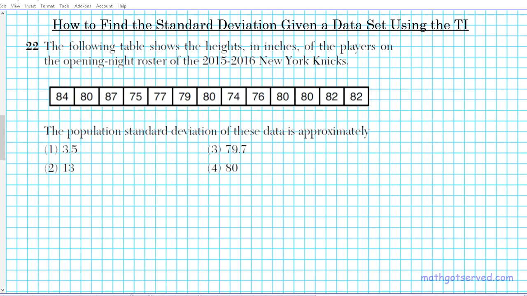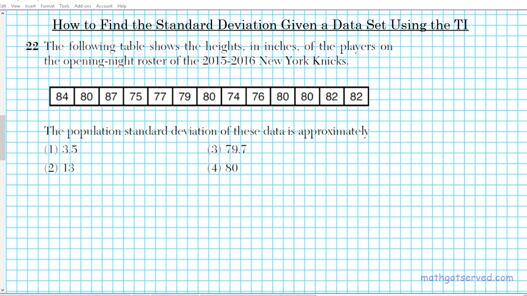Alright, let's take a look at question number 22. In question 22, we are going to be assessed on how to find the standard deviation of a data set using the Texas Instruments calculators. Question 22 reads: the following table shows the heights in inches of the players on the opening night roster of the 2015-2016 New York Knicks. So you have the roster here. The question: the population standard deviation of these data is approximately.